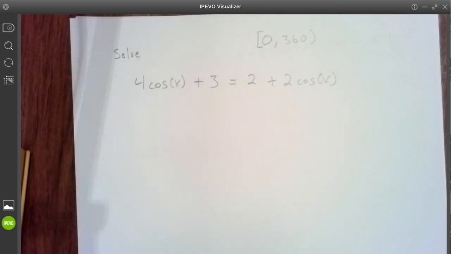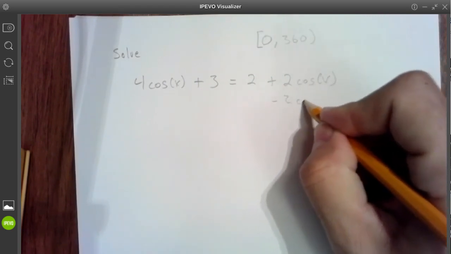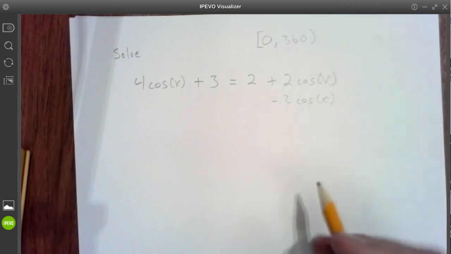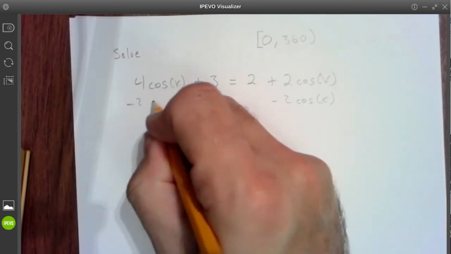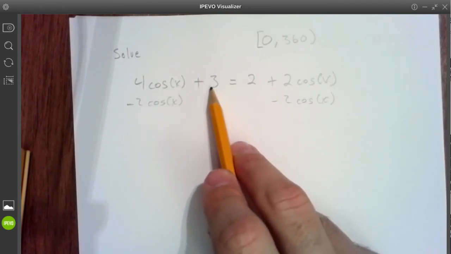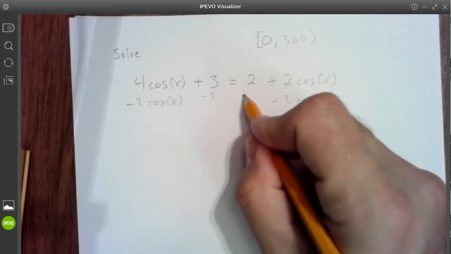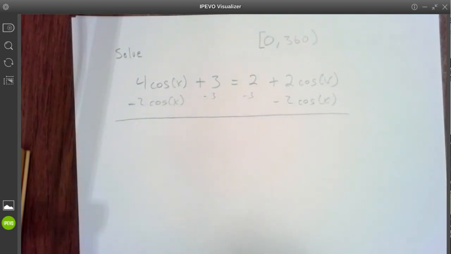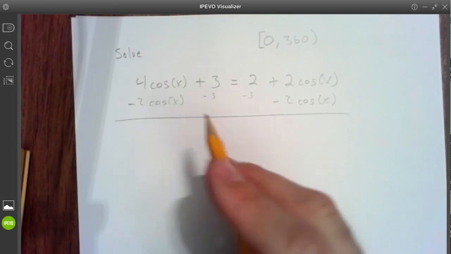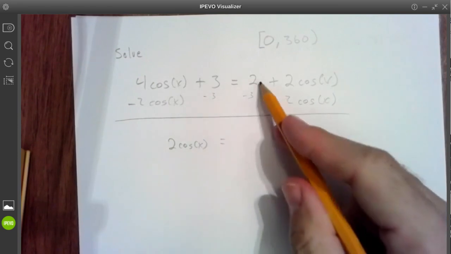So for this one, it's just a linear type equation. I've only got one trig function going on here. So I'm going to go ahead and try to gather all my cosines to one side. All right, and then I'm going to move the other terms to the other side. So move this 3 over to the right-hand side. So this is going to give me 2 cosine x is equal to negative 1.